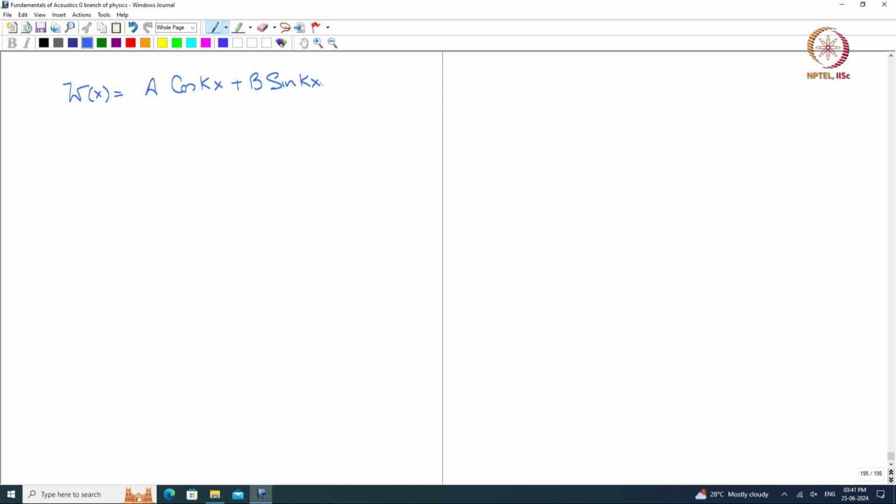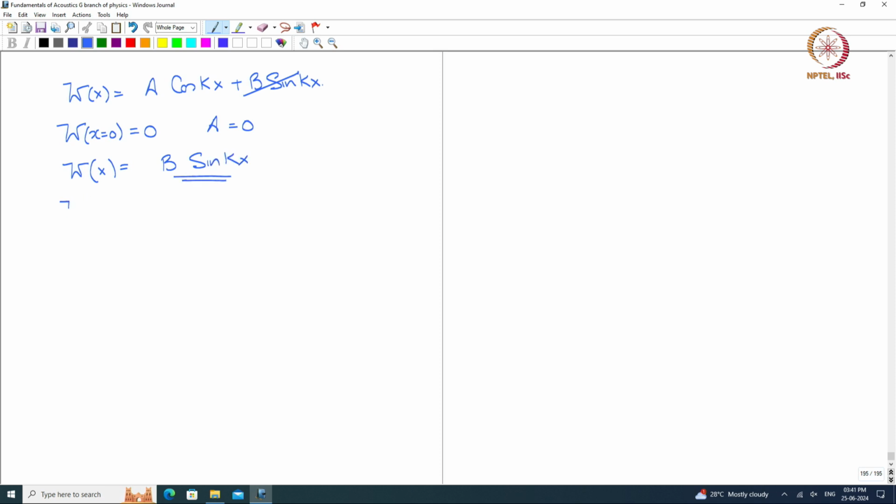Okay, then what I say is w at x equal to 0 is 0. Why? Because my string is fixed. So if I put x equal to 0, this is gone, and I get a equal to 0. That means my w of x is b sin kx. So I have the mode shape.